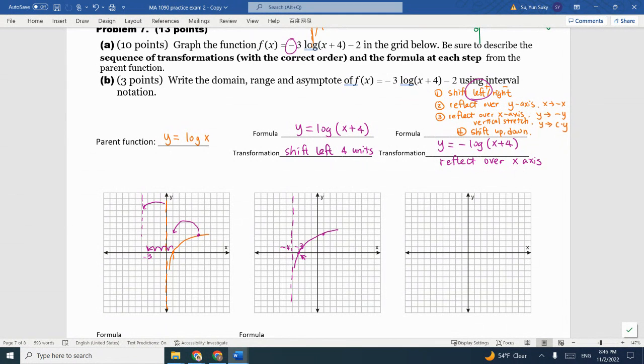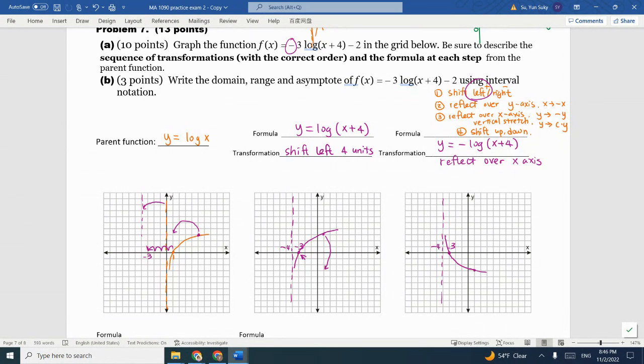Look at the key points. See, the y coordinate is 0, so when we flip it down, it remains the same. So -3, 0 stays the same. Look at my vertical asymptote. We flip it down, it's still the same, -4. But look at this point. We flip it down, it's right down there. So we connect them together. So this is what we get.